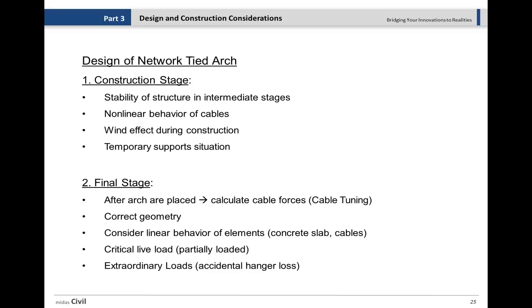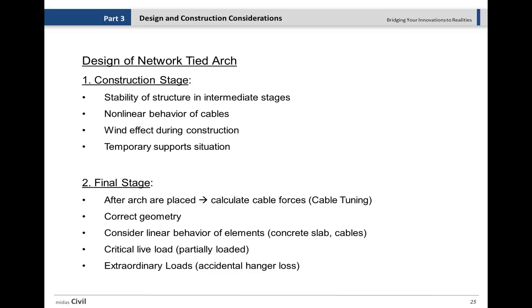Then we have to consider the critical live load on the structure. So in this case that I showed you, the Happy Hollow Park and Zoo, this is a pedestrian bridge. So definitely we don't have a moving load on that. It's just a pedestrian force and also the 5 tons maintenance vehicle. That's all. But if you have a highway bridge, definitely we have to consider the truck loads and all. So we have to find out the partially loaded or the critical load of that bridge, which causes the maximum effect, I mean displacement or whatever.